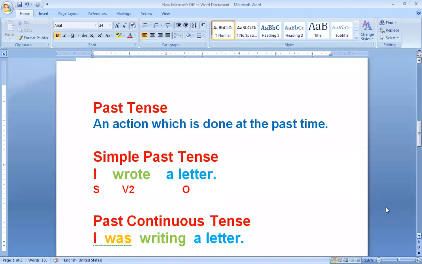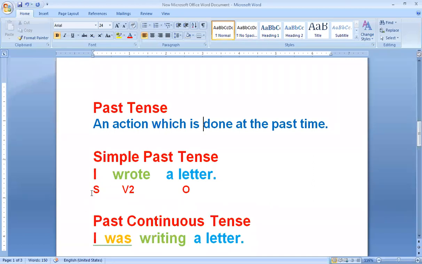Now, simple past tense. It is called the simple past tense. When in a particular time an action is completed, to express such actions, we use simple past tense. I wrote a letter. Now look at here the structure of simple past tense.